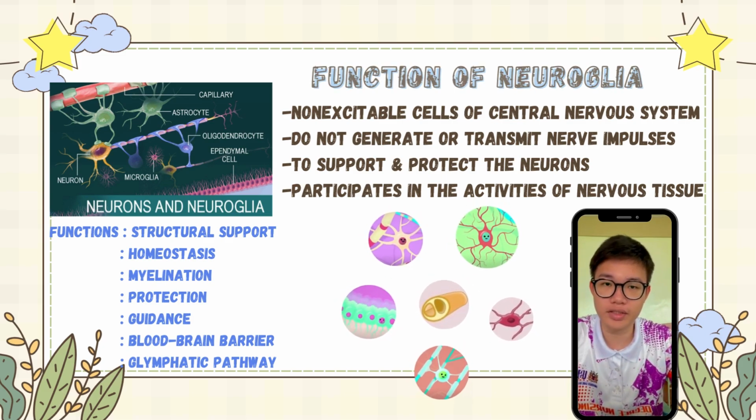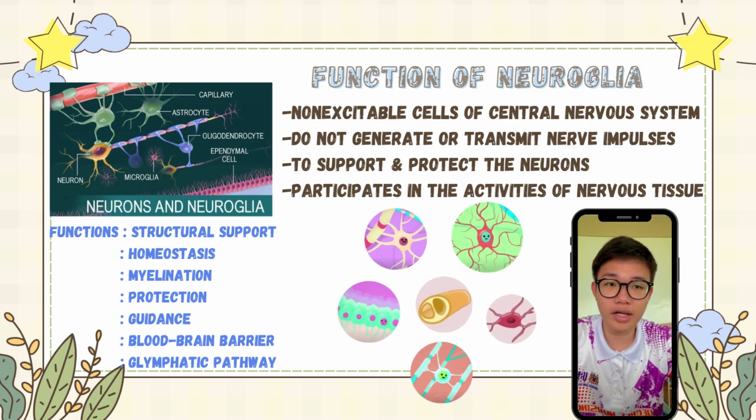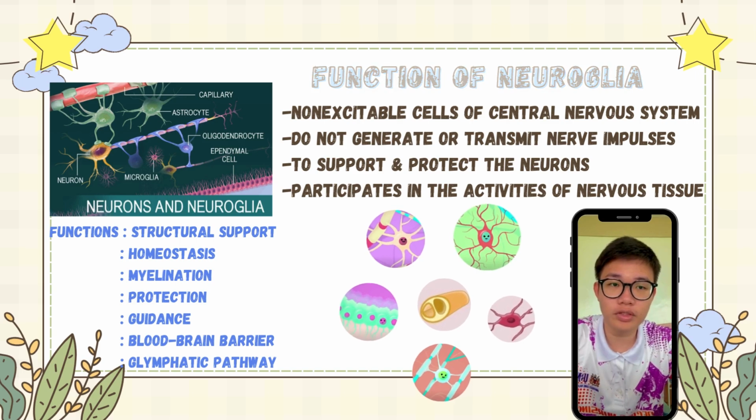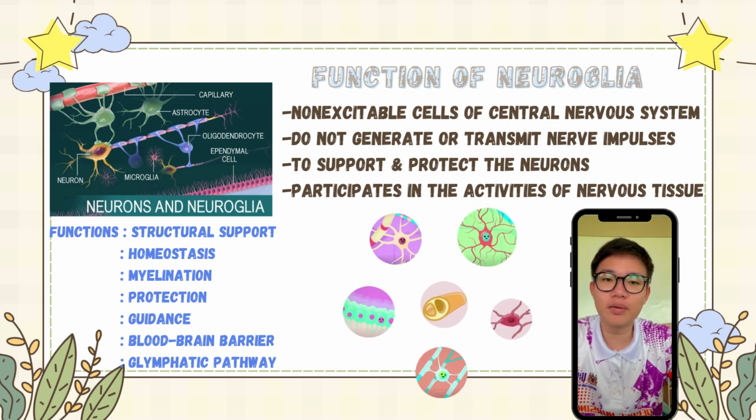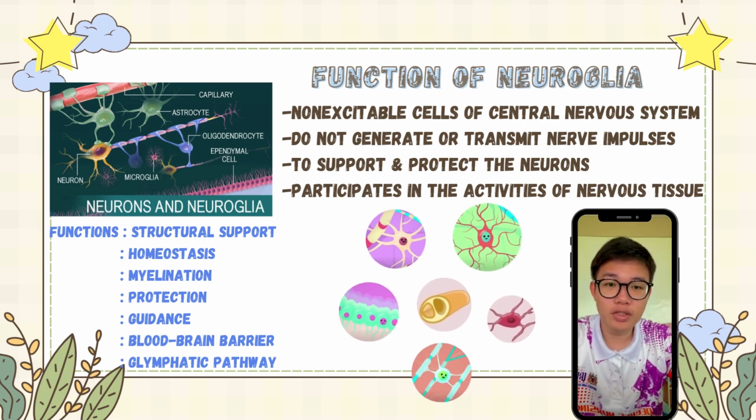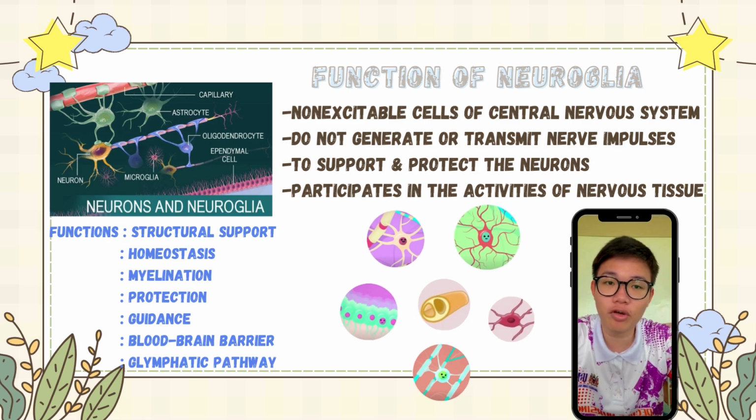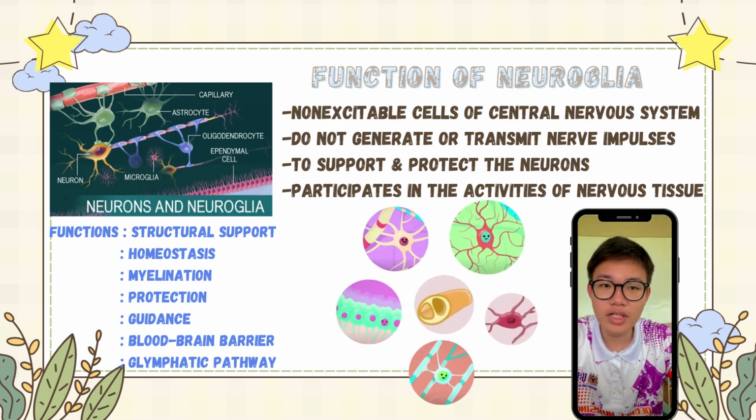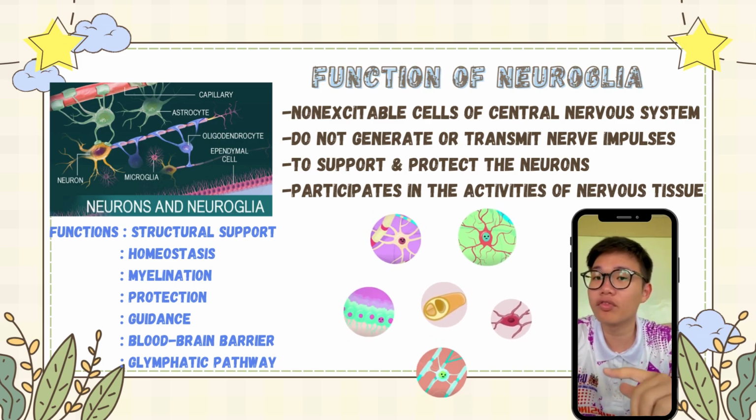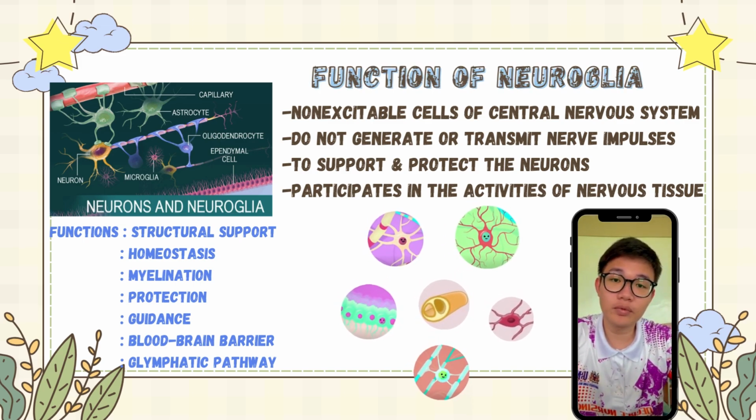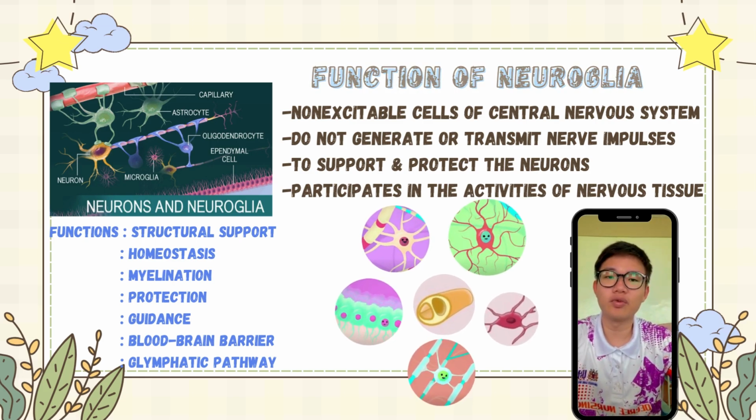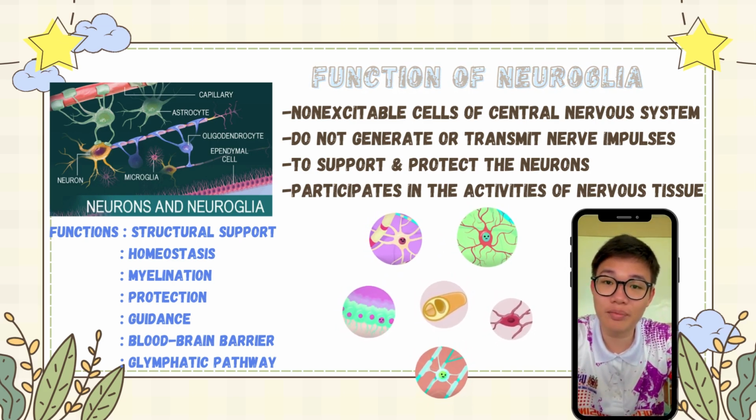Next up is guidance. During brain and spinal cord development, the radial glia guide the neurons from the germinal layers. Next up is the blood-brain barrier. Neuroglia maintain the permeability of the blood-brain barrier by regulating the flow of glucose and also ions into and out of the brain. Last one is the glymphatic pathway. Neuroglia can help to regulate the glymphatic pathway, which is the brain lymphatic system.